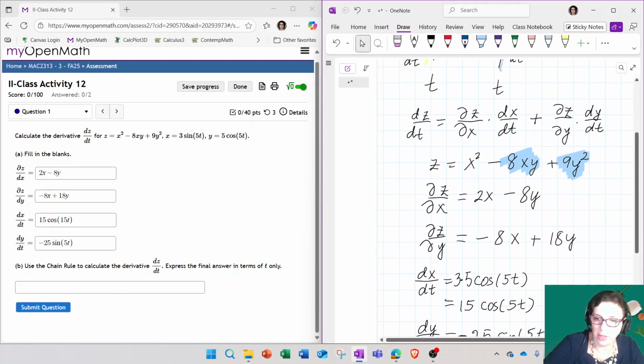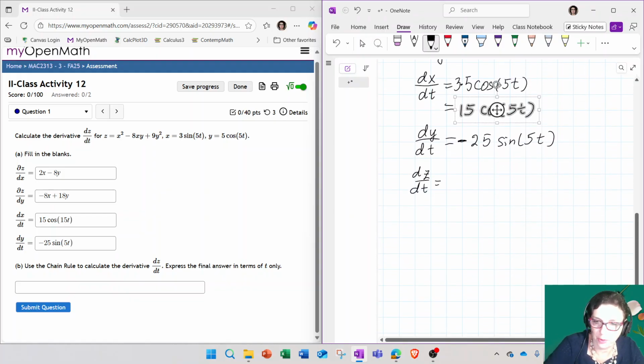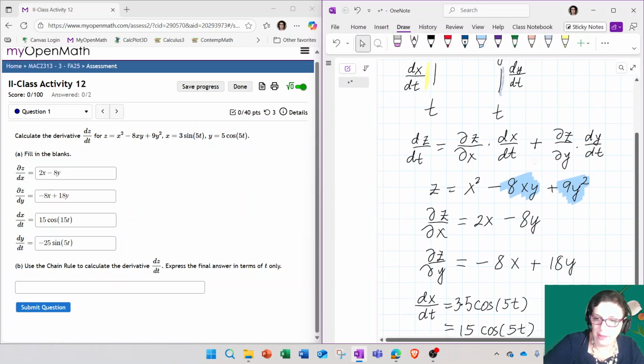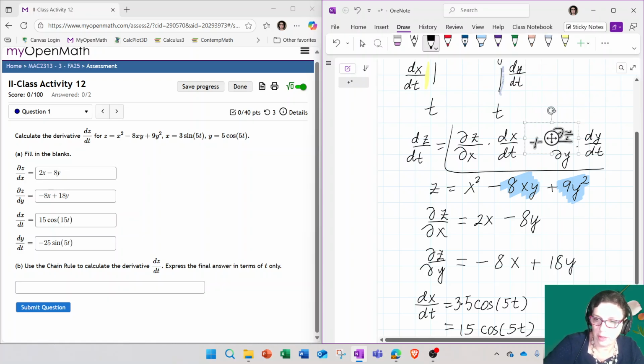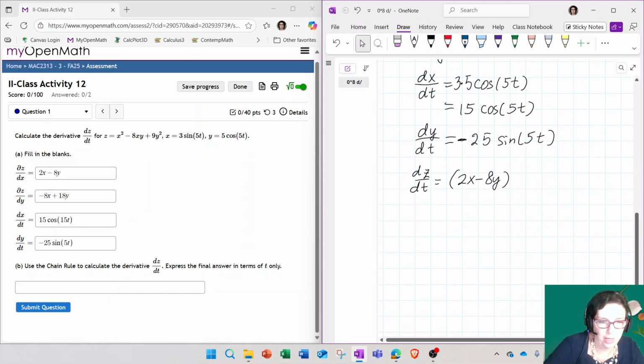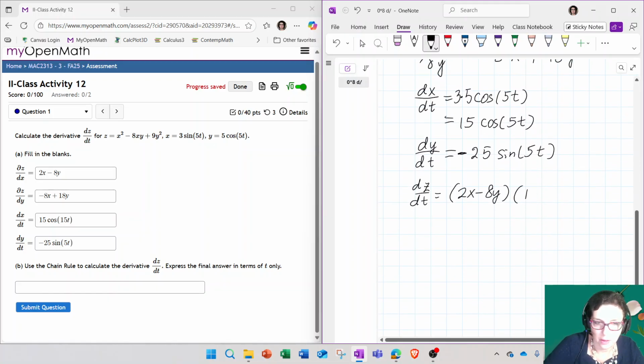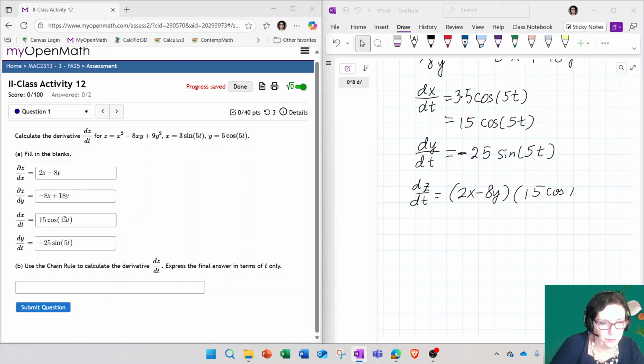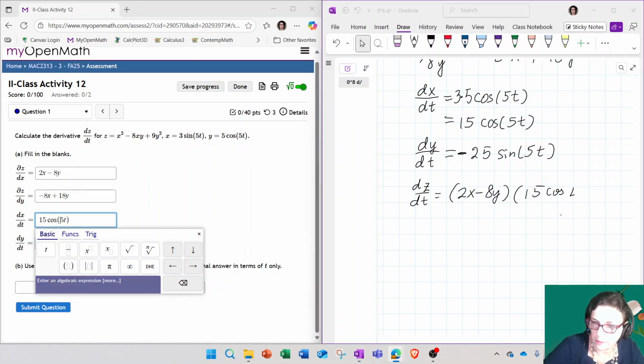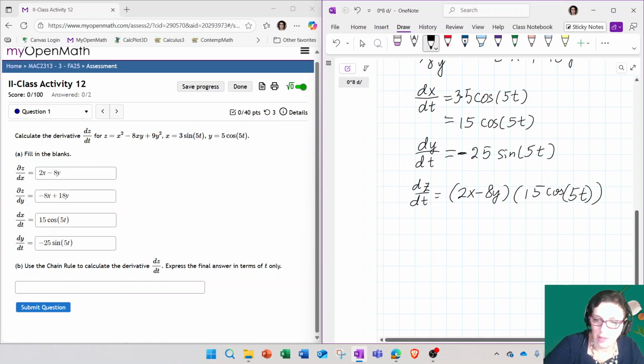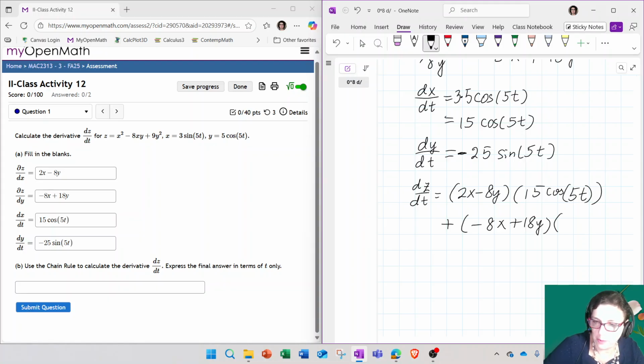Okay, so what is it going to be? I have to multiply dz/dx, which is 2x minus 8y, by dx/dt, right? Remember, this is what I had over here, so this is dx/dt, which is 15 cosine 5t. Then plus the other derivative, so negative 8x plus 18y, multiplied by that negative 25 sine 5t.